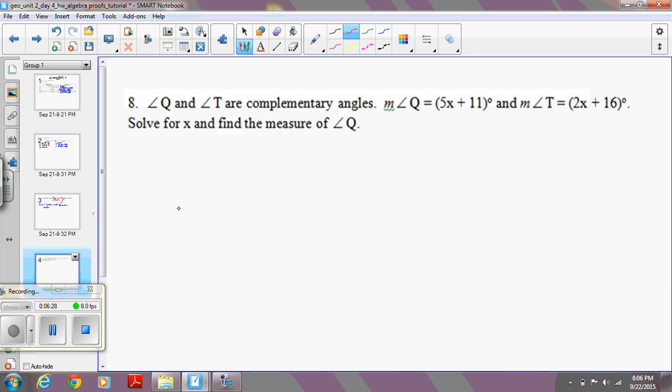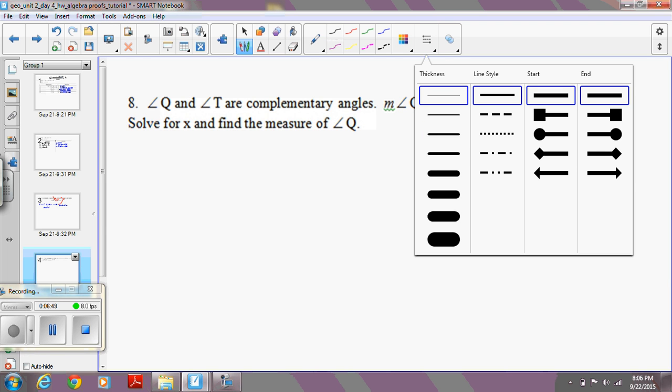Number 8, angle Q and angle T are complementary angles. The measure of angle Q equals 5x plus 11 degrees. The measure of angle T equals 2x plus 16 degrees. Solve for x and find the measure of angle Q. So the first thing I would do is set up an equation.